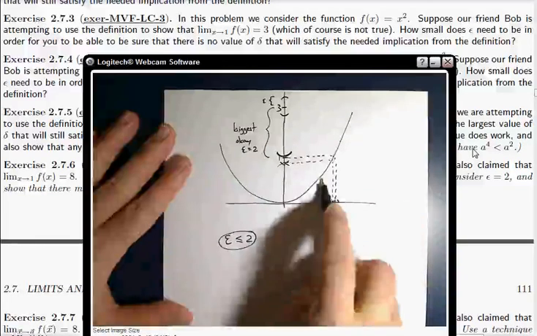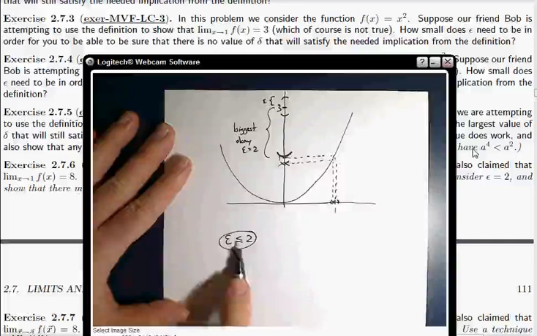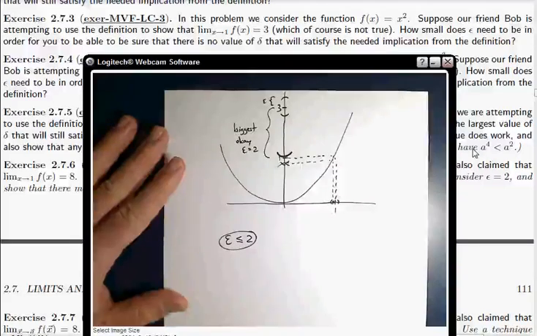That depends on the shape of this function. So it's not always going to be a less than or equal here. Okay, so that's number 3.